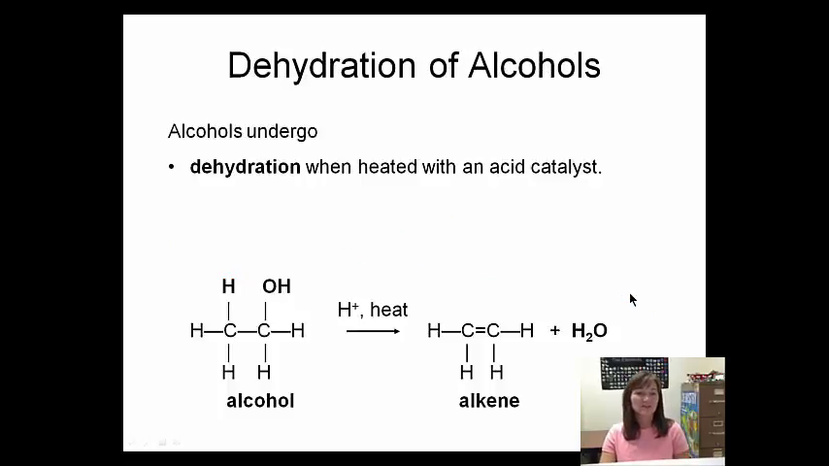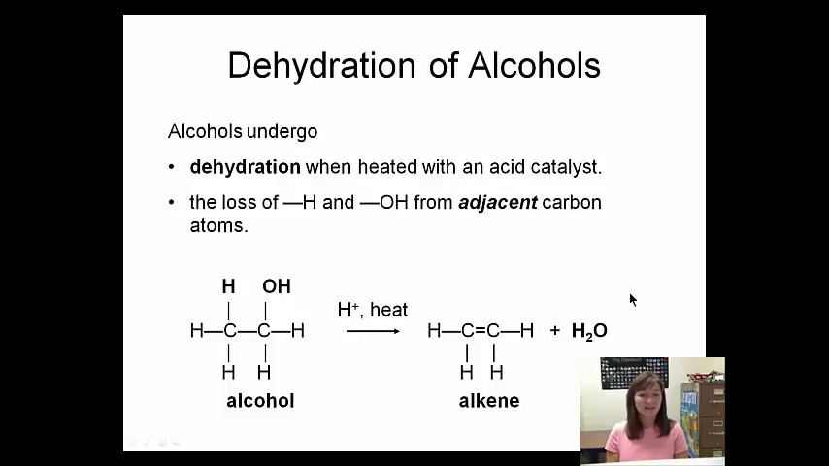So alcohols undergo dehydration when heated with an acid catalyst. The loss of hydrogen and then OH from adjacent carbons. That's important to remember. So I have my two carbons. I take off a hydroxyl group from one carbon, and then I just find any adjacent carbon. There is a rule that goes along with this.